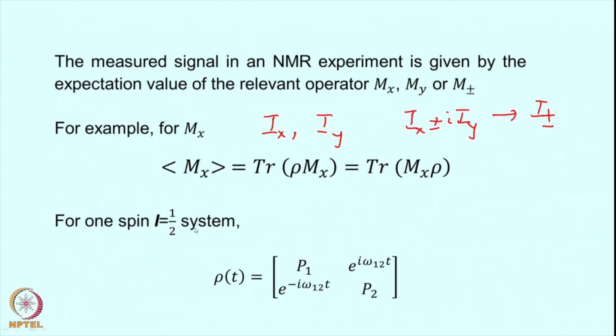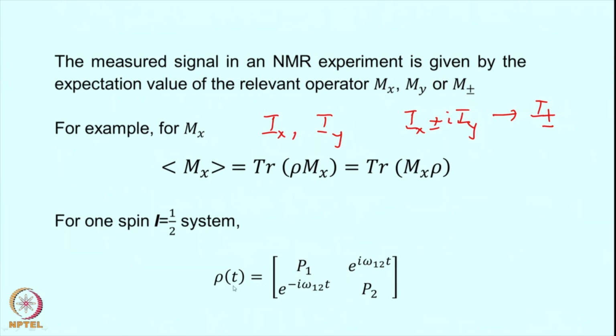Now, let us take an example. We take an example for a one spin system, I is equal to half. It has two energy levels, therefore, the rho of t will be a 2 by 2 matrix. So, we have two populations here, and there is one coherence between the two energy levels. So, it is e to the i omega 12 t, and here it is e to the minus i omega 12 t, because typically omega 21 is equal to minus omega 12. Therefore, e to the minus i omega 12 essentially looks like a complex conjugate of this. This was the same as in the generalized case.